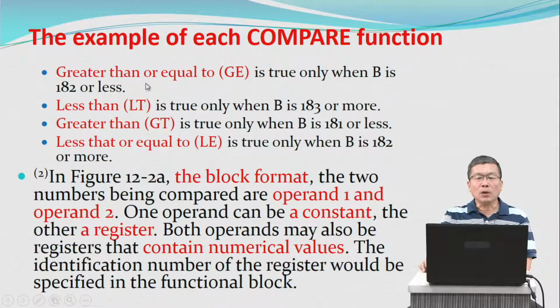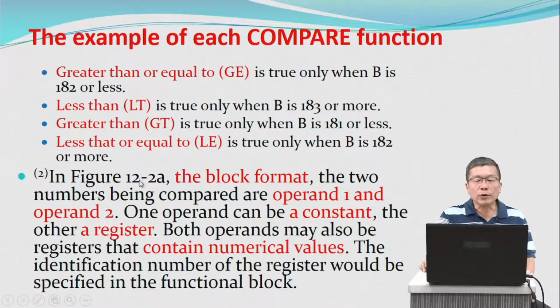Greater than or equal to is true only when B is 182 or less. Less than is true only when B is 183 or more. Greater than is true only when B is 181 or less. Less than or equal to is true only when B is 182 or more.